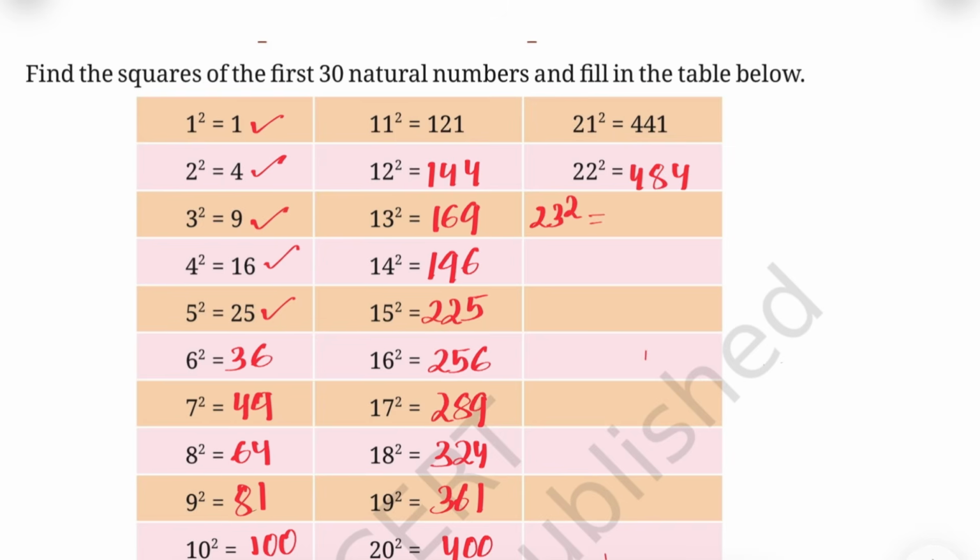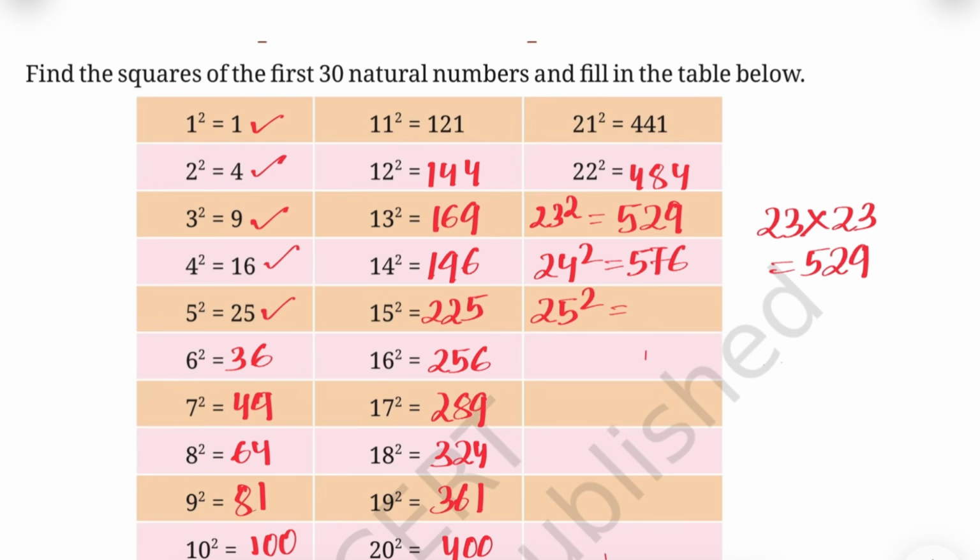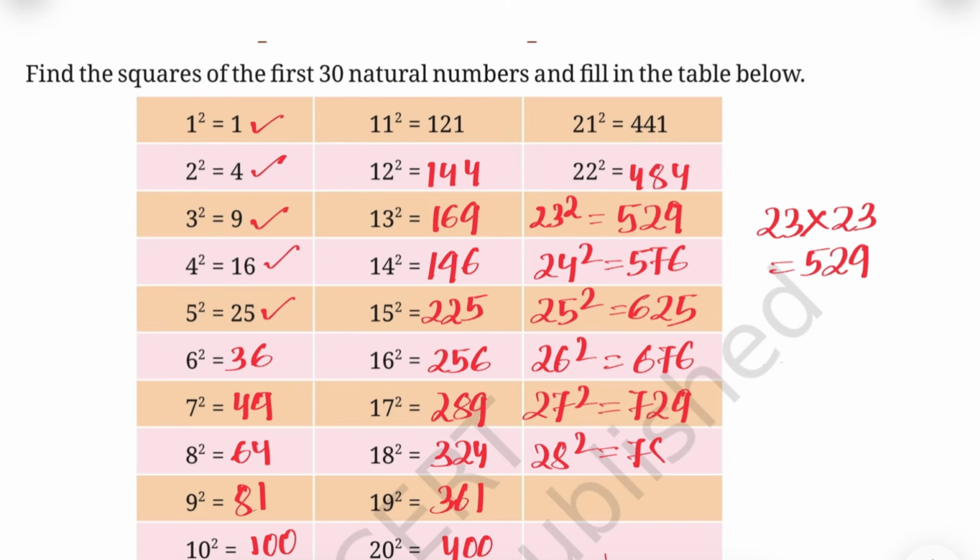Then 23 square will be 23 into 23, that is 529. Square of 24 is 576. Square of 25 is 625. Square of 26 is 676. Square of 27 is 729. 28 square is equal to 784. 29 square equals 841, and square of 30 is 900.